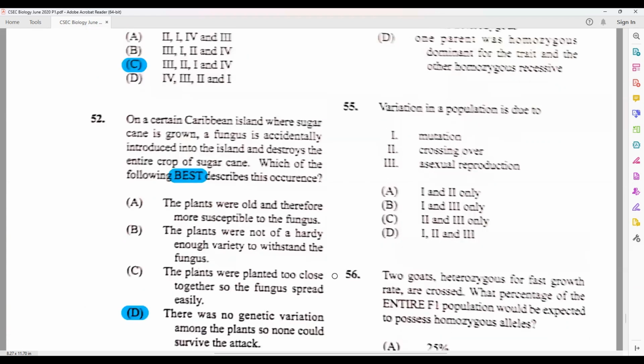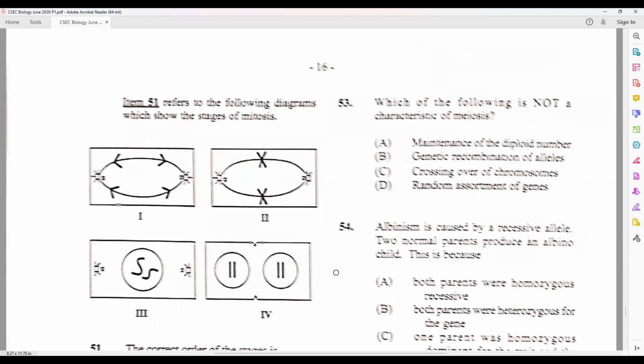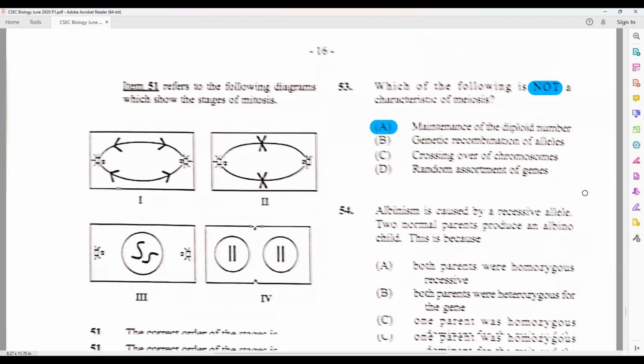Let's go to 53. Which of the following is not a characteristic of meiosis? A little fuzzy here, but we can still make things out. Maintenance of the diploid number, that is absolutely not true. We don't even need to read the others.